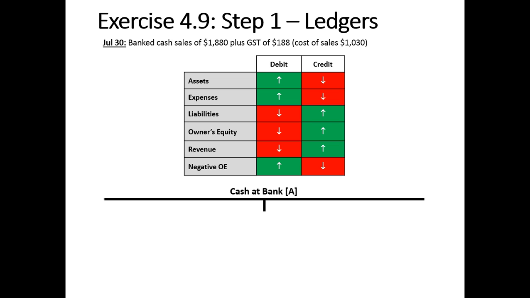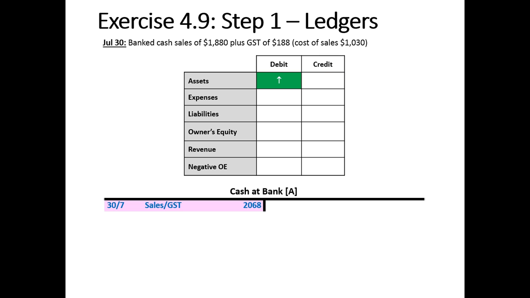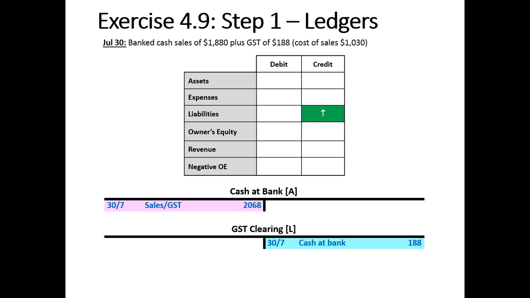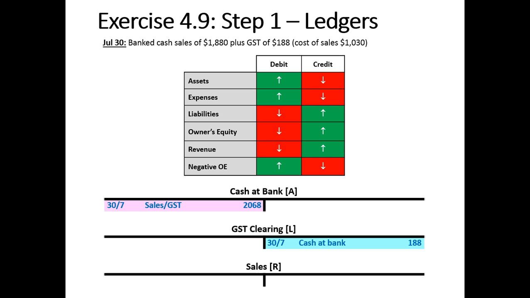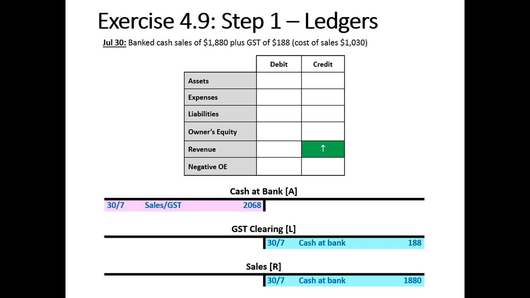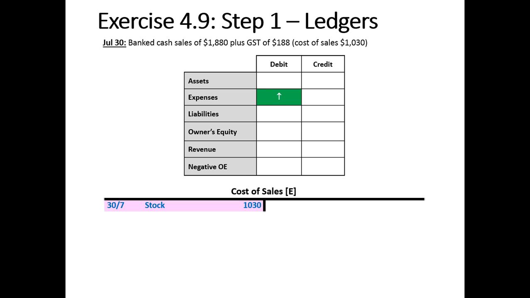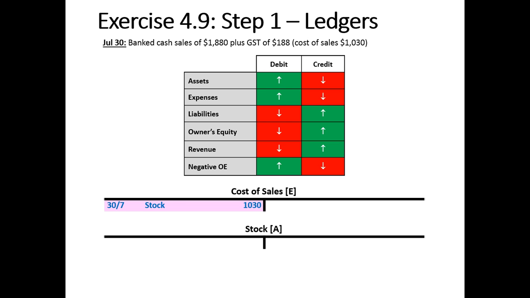We've got cash sales, $1,880 plus GST, a bit of an odd amount, so we just need to be careful when we're doing this in our calculator. So we've actually received $2,068, which is $1,880 plus $188 GST. Once we figure that out, the transaction's straightforward. We can just plonk the amounts into the usual ledgers like so. And the cost of sale was $1,030, so we'll decrease our asset by $1,030.